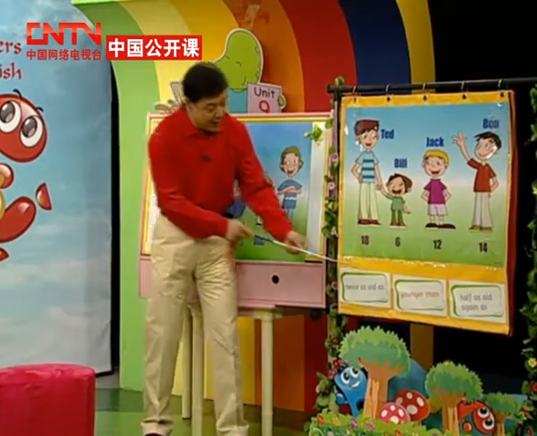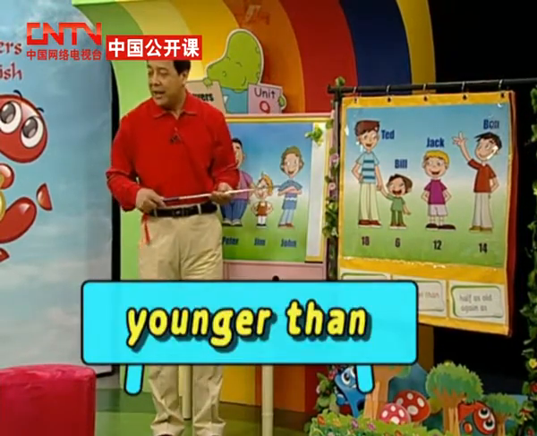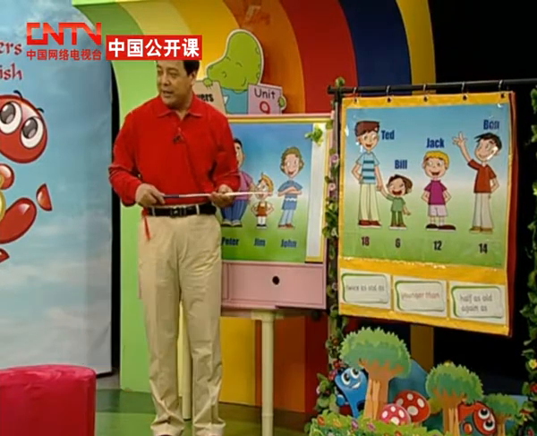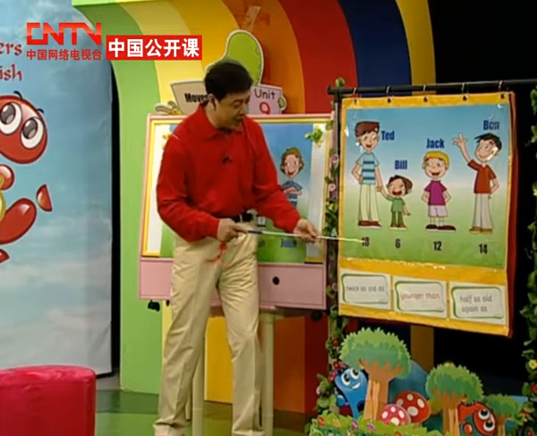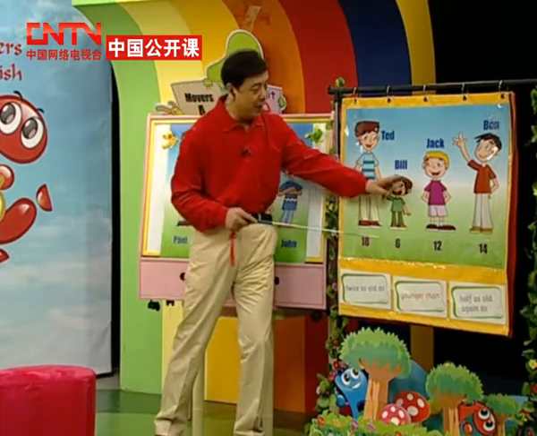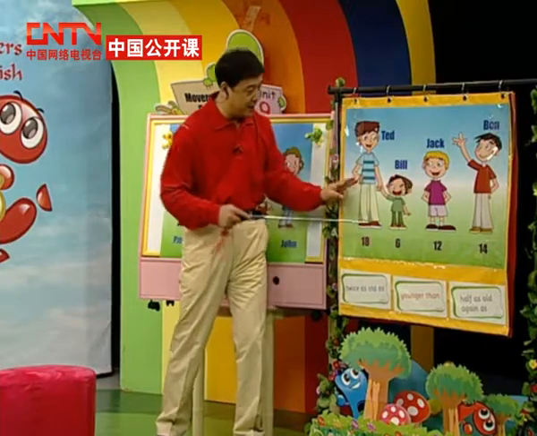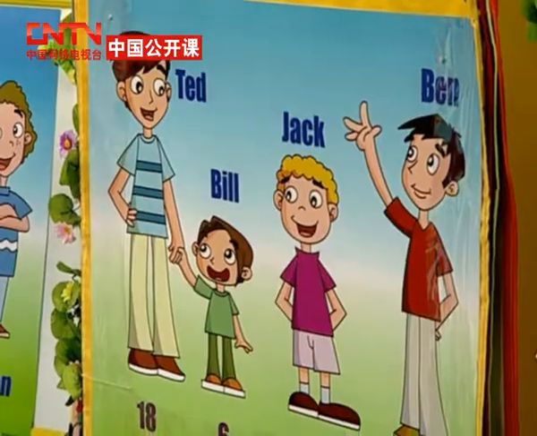Understand? Okay, now this one. Younger than. Together. Younger than. This one is easier because younger than 比谁谁谁年轻，比谁谁小。So here you can say anything. You know, Bill is younger than Ted, or Bill is younger than Jack, or Jack is younger than. Okay?